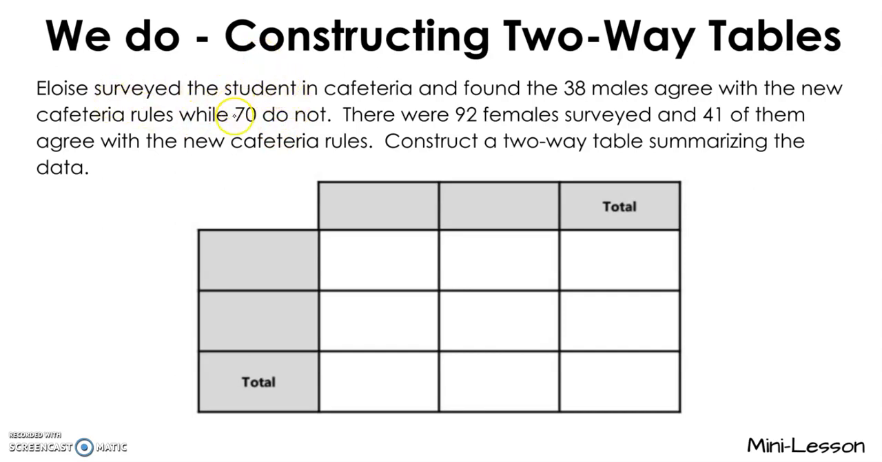So Eloise surveyed the students in the cafeteria and found 38 males agree with the new cafeteria rules and 70 do not. There were 92 females and 41 agree. Construct a two-way table summarizing the data. So first thing we've got to do is even figure out what was she asking about? What were the categories involved in this survey? So first one, it seems to be whether or not you agree or do not agree with the new cafeteria rules that I see here.